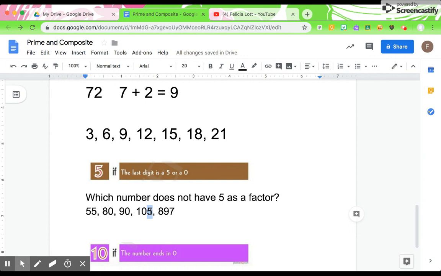But now some of you might see 897 and get a little intimidated because it's such a large number. But really, if you take a look at the digit in my ones place, which happens to be a 7, that's not a 5 or a 0, so that means 5 cannot be a factor.